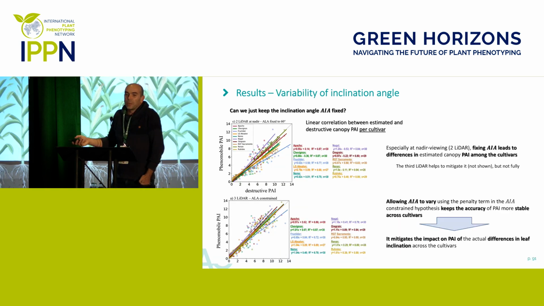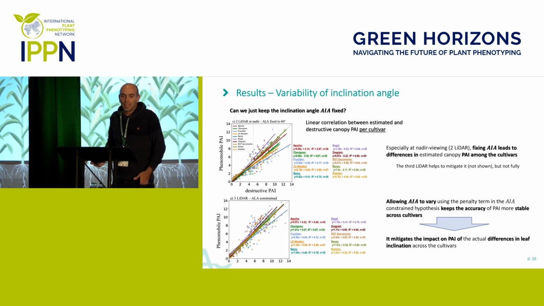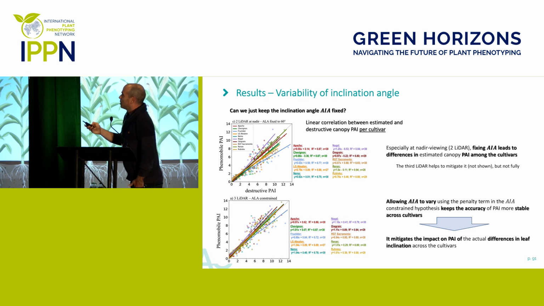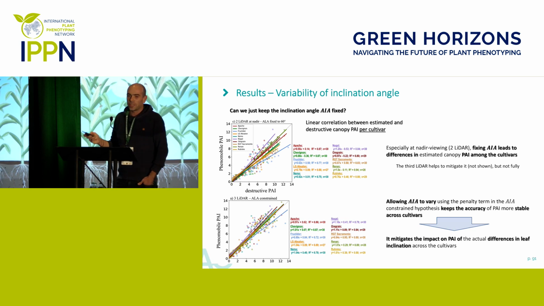So can we just keep the average leaf angle constant and forget about everything? Well, the result says that this is not exactly a good idea.